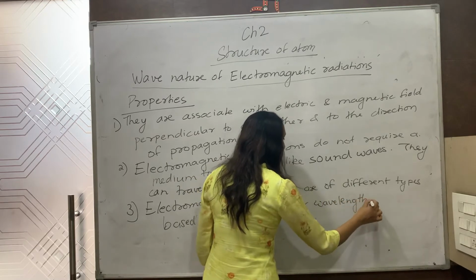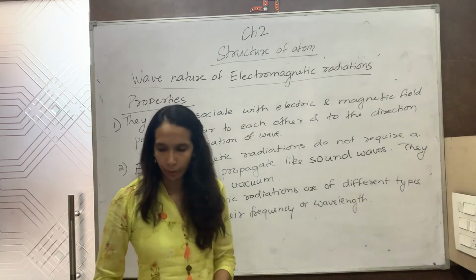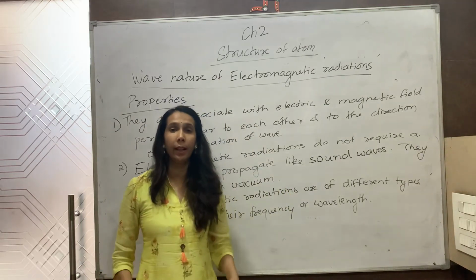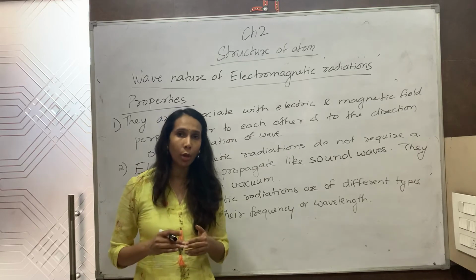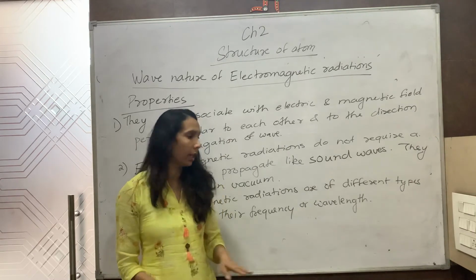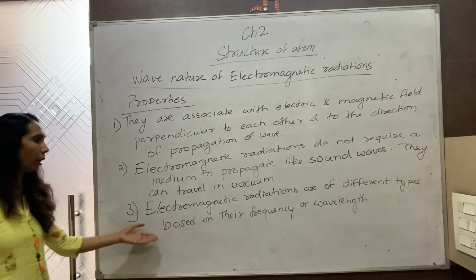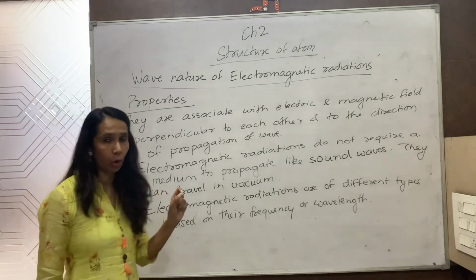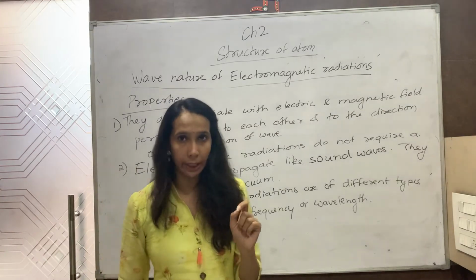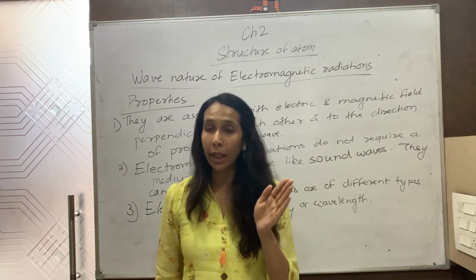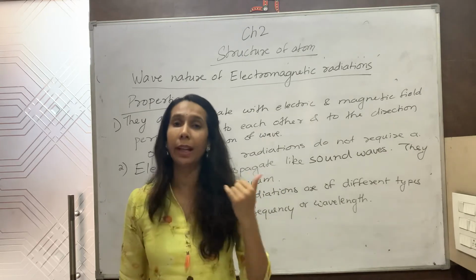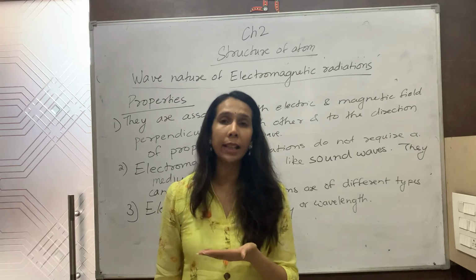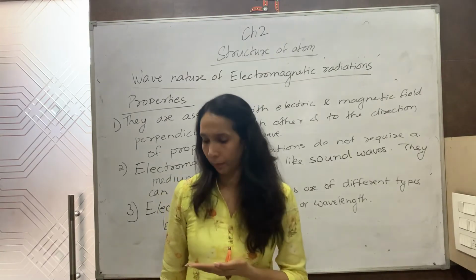For example, you know some of them: infrared radiations, UV radiations, gamma rays, visible region, radio waves, microwaves. So they are the different types of radiations on the basis of frequency or wavelength. If I arrange all the electromagnetic radiations in the increasing order of their wavelength or decreasing order of their frequency, then it is called the electromagnetic spectrum.